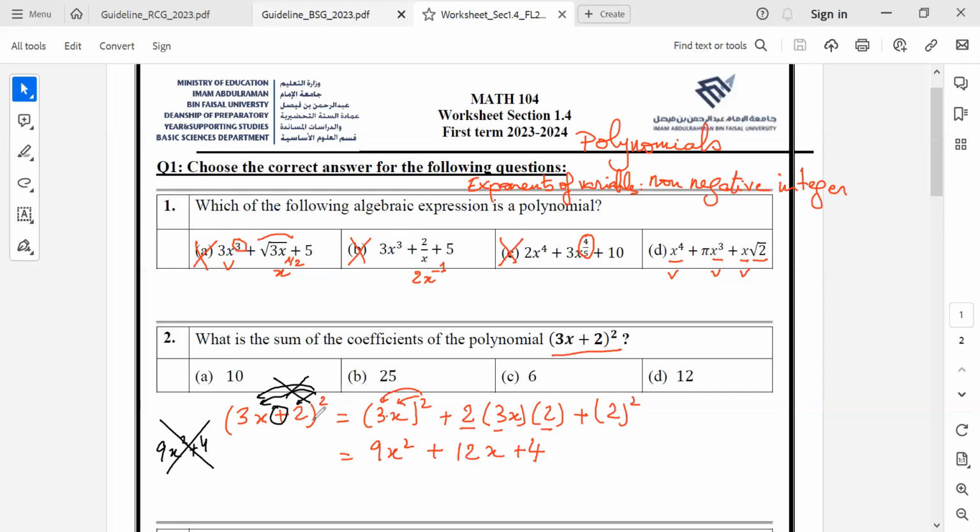Now, after simplifying, we obtain this polynomial, and we need the sum of the coefficients. So the leading coefficient is 9, plus 12, plus 4, which gives 25, and this is the correct answer.